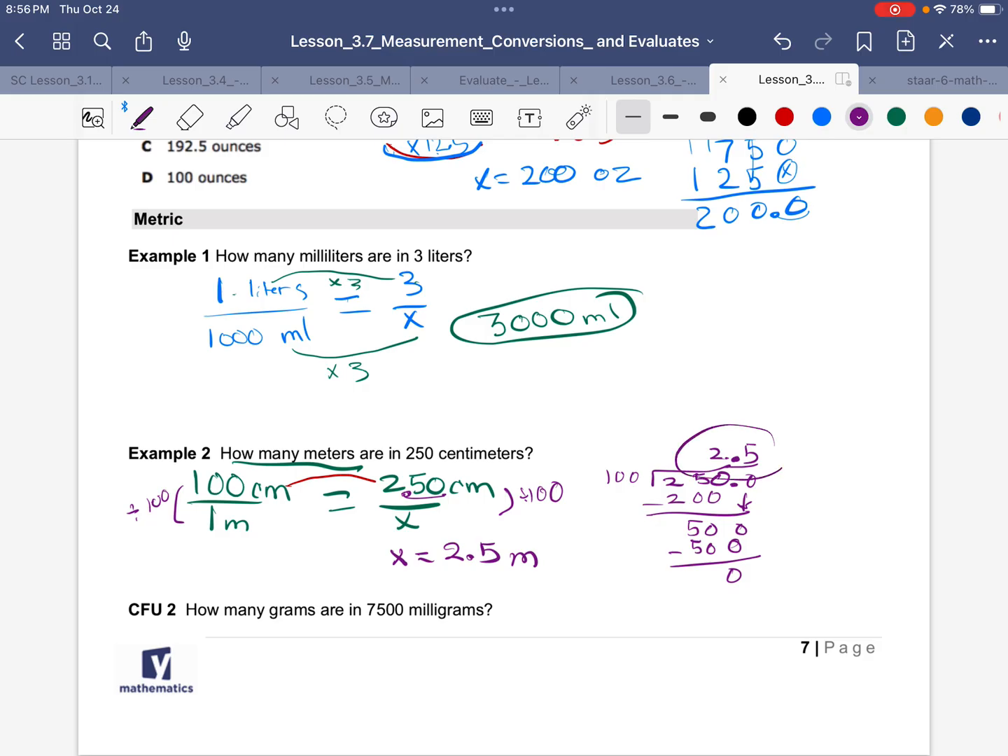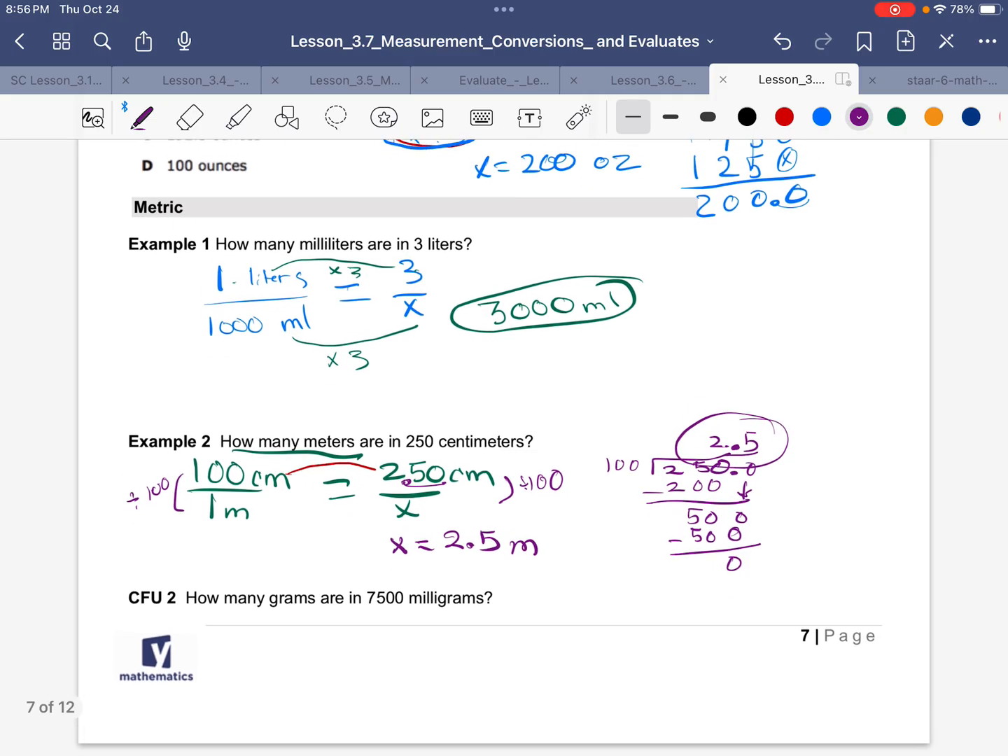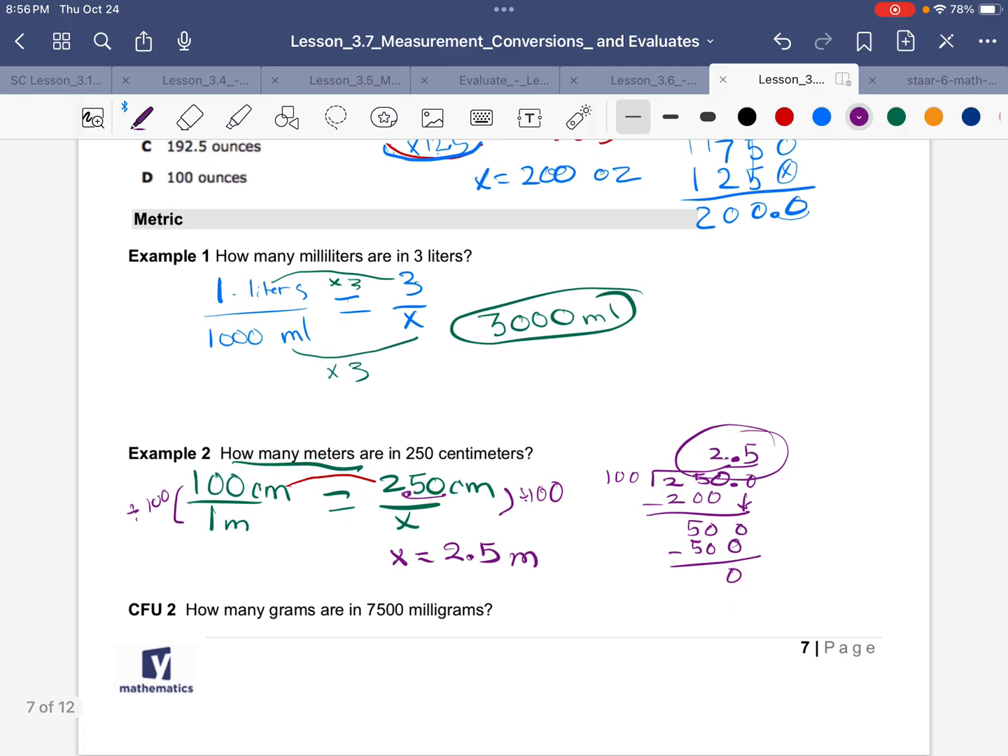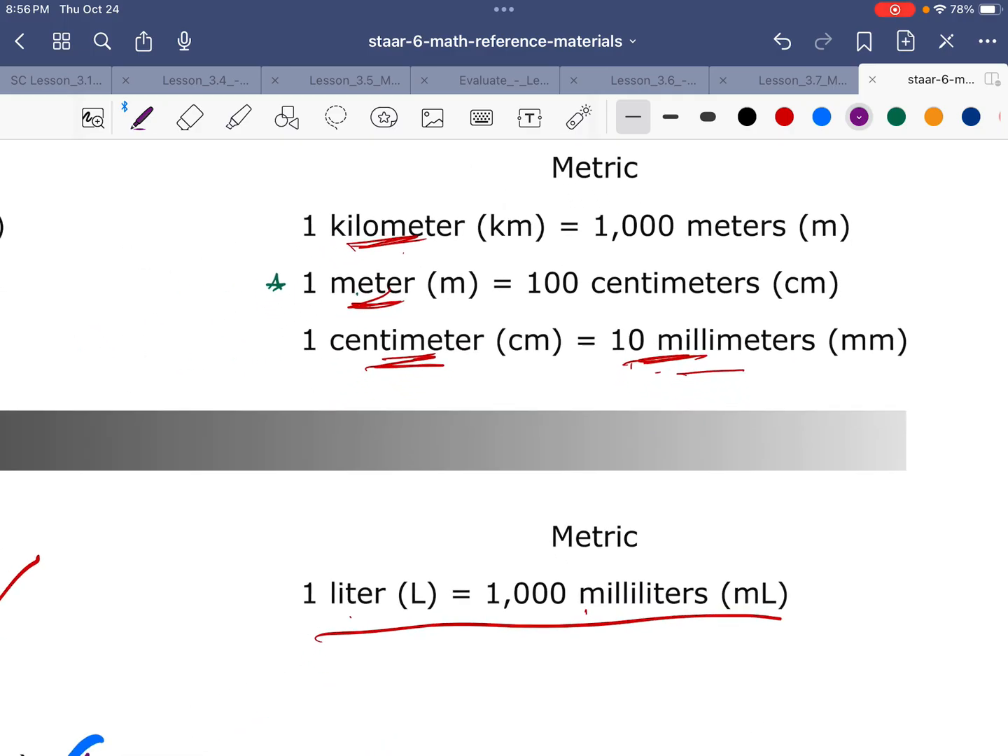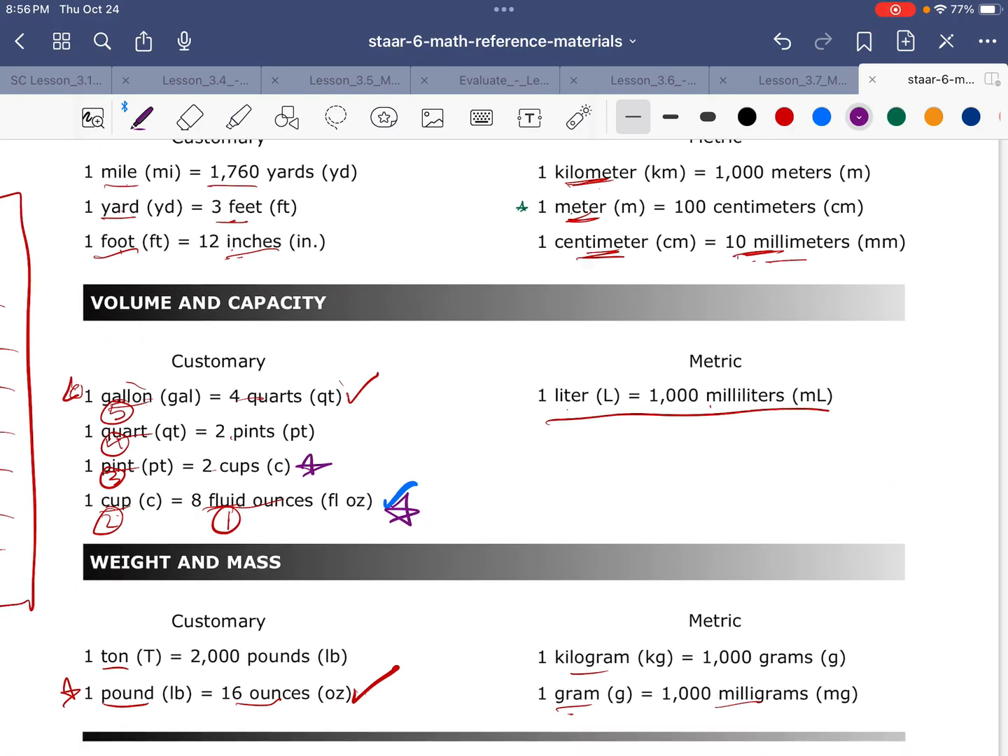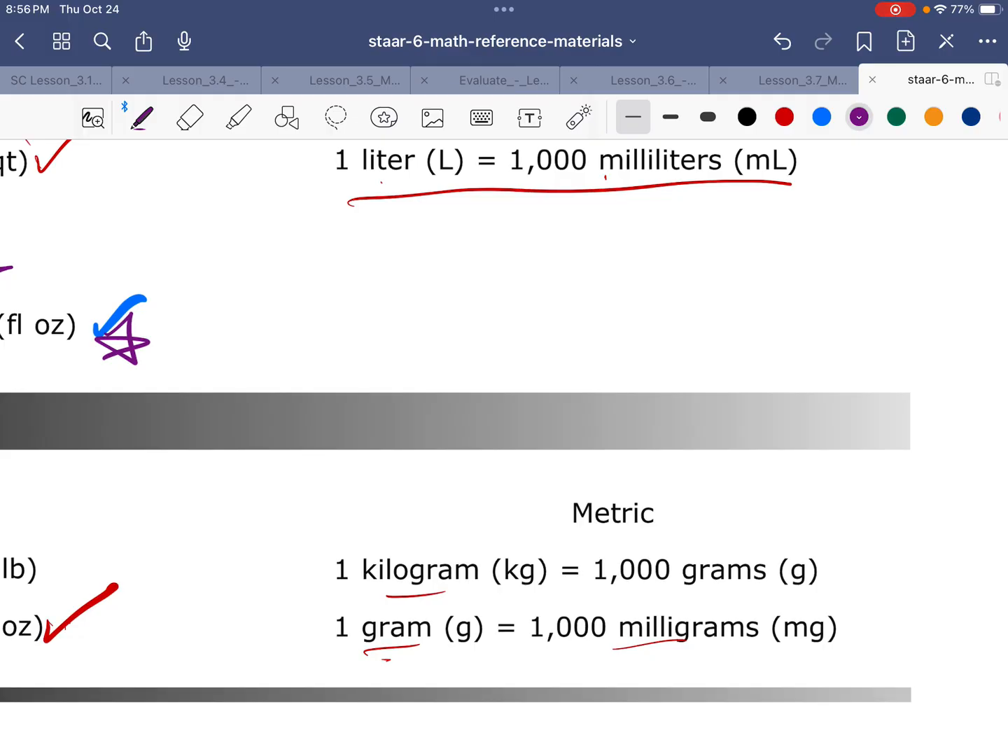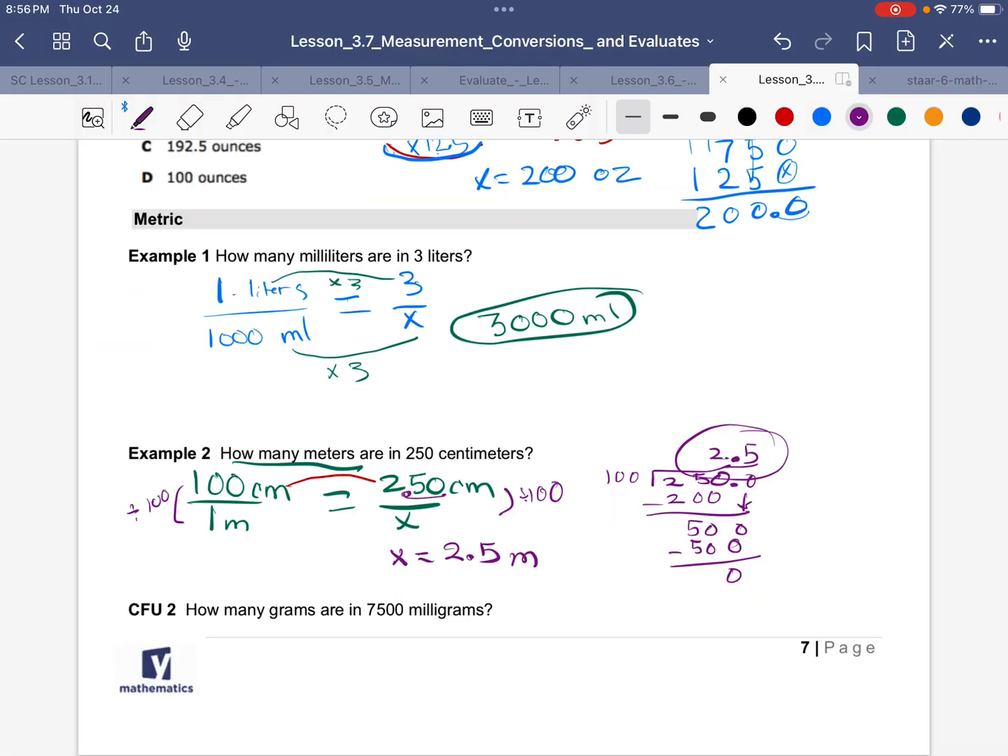It's 2.5. So how many grams are in 7,500 milligrams? So grams to milligrams. Here we are. 1 gram is 1,000 milligrams. 1 gram, 1,000 milligrams. And how many grams if we have 7,500?